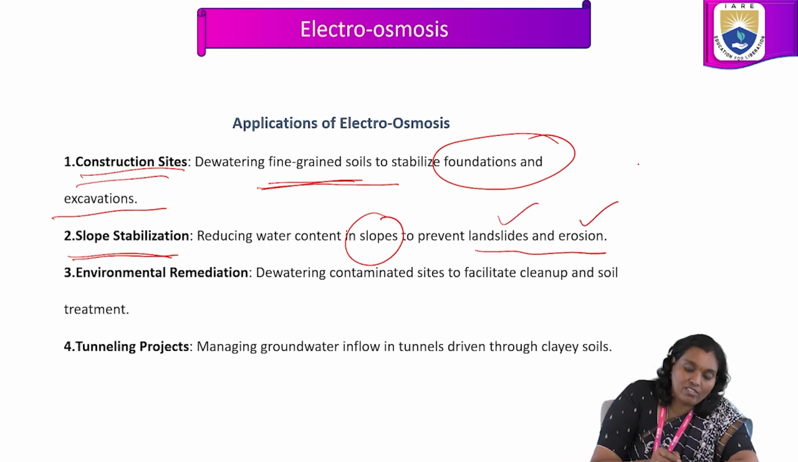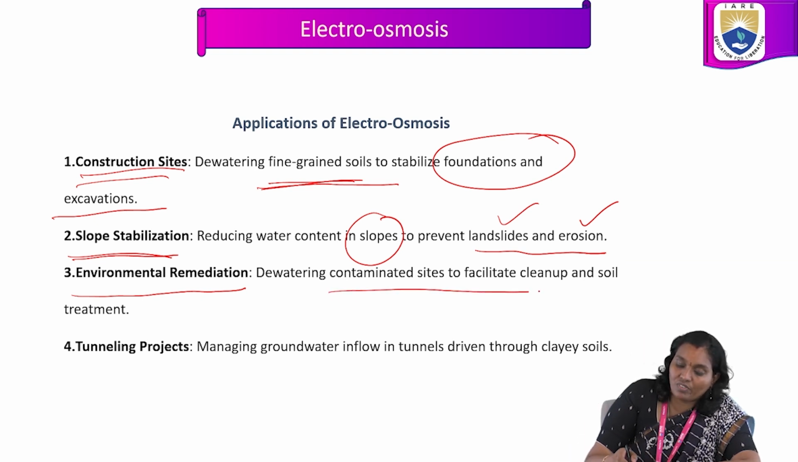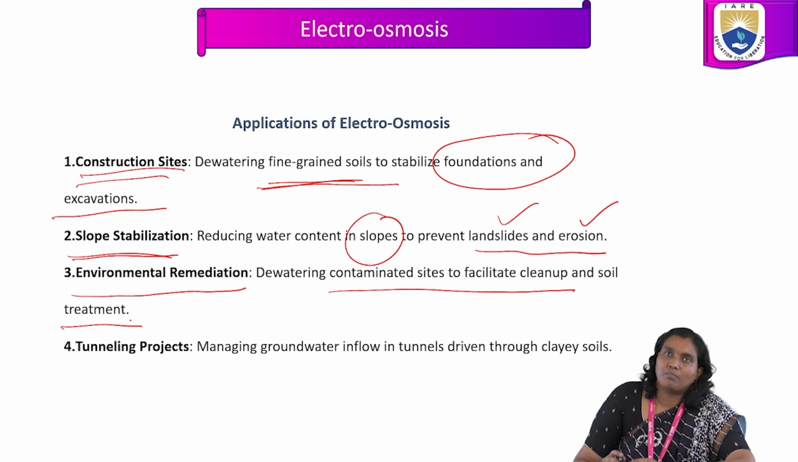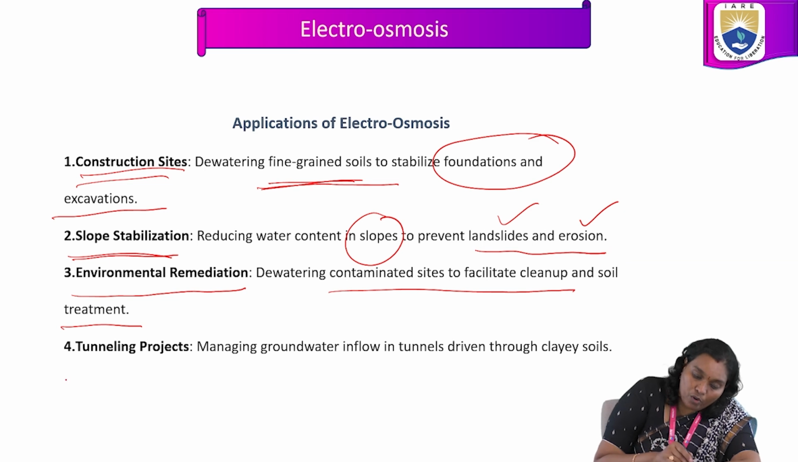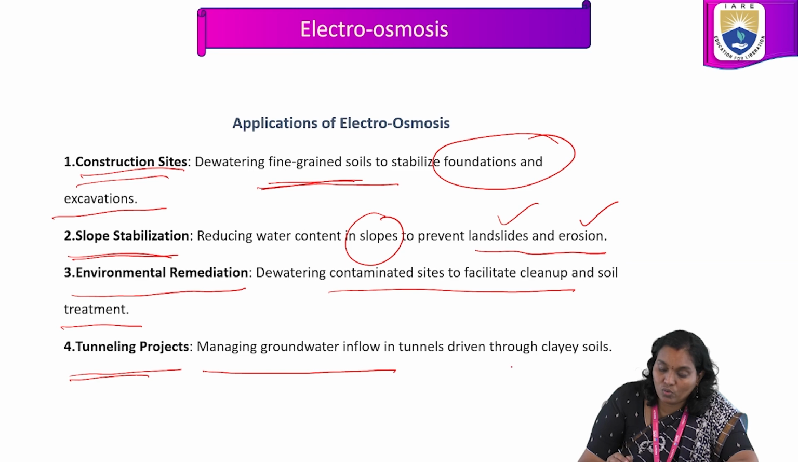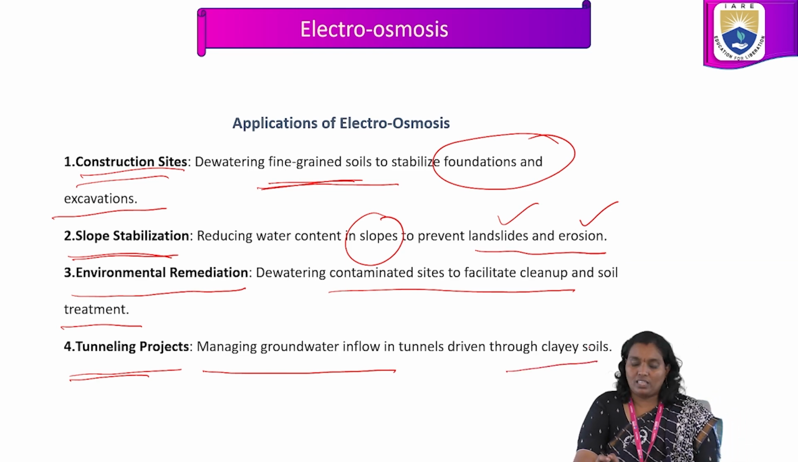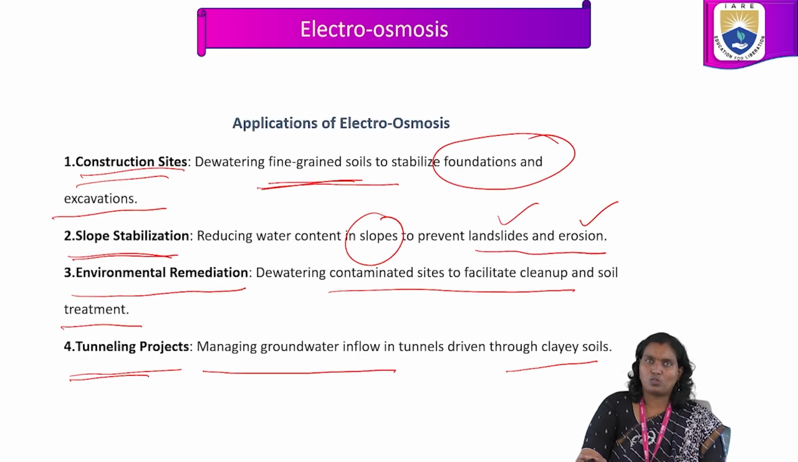The next one is environmental remediation: dewatering contaminated sites to facilitate cleanup and soil treatment. All of this is an application of electro osmosis. Then there are tunneling projects: managing groundwater inflow in tunnels driven through clayey soils. This is also one of the major applications of electro osmosis.